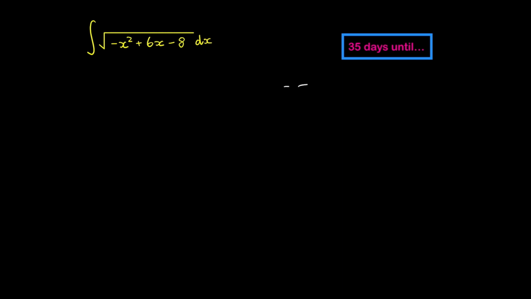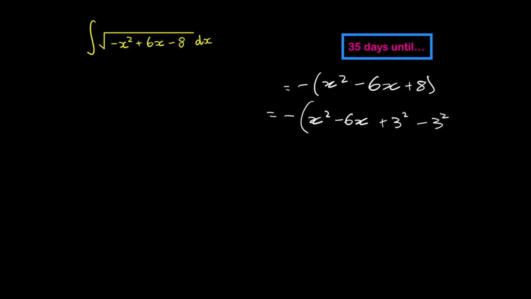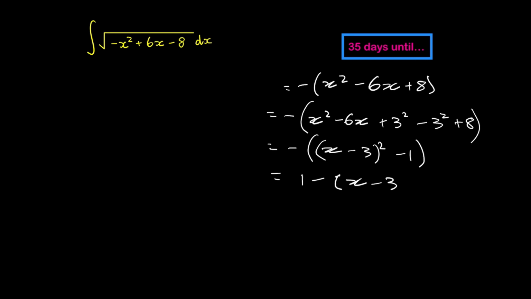So taking out a negative, we have negative into x squared minus 6x plus 8. Then, when we complete the square, we have x squared minus 6x, and then this is plus 3 squared minus 3 squared plus 8. So that simplifies to negative x squared minus 6x plus 9, which can be written as a square when you factor it as x minus 3 all squared, and then we have this negative 3 squared plus 8. Negative 3 squared is negative 9, negative 9 plus 8 is negative 1. Now we distribute this negative back and we get 1 minus x minus 3 squared.